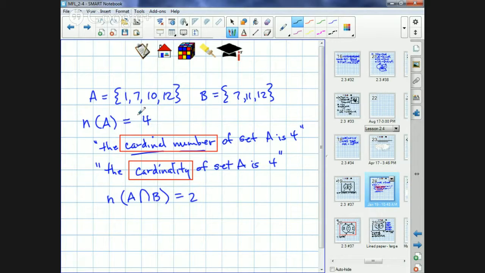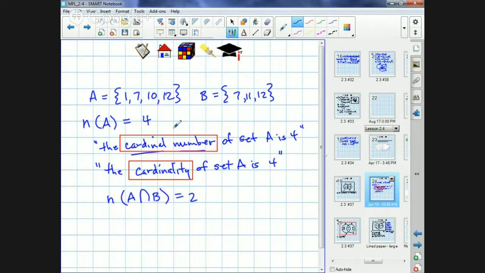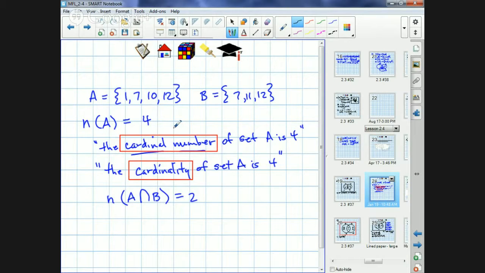Yes. That is new, and what it says is the number of elements in set A is 4. All it means is if you count up the elements in set A, you're going to get 4 of them: 1, 2, 3, 4. So that N followed by whatever letter says the number of elements in that set is 4. The official name for that is the cardinal number of set A.